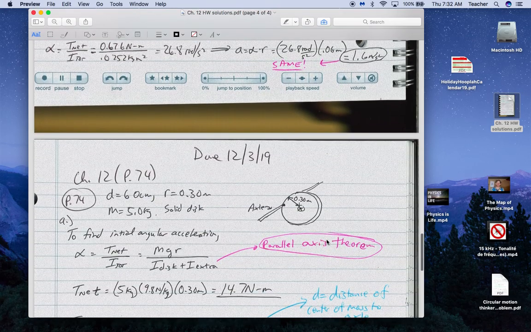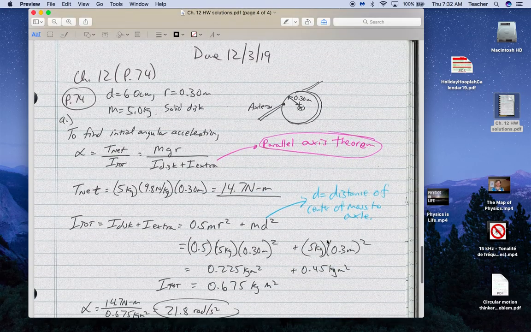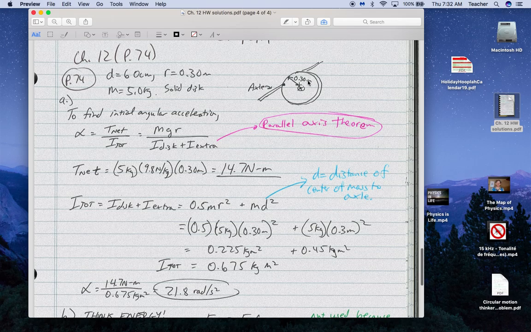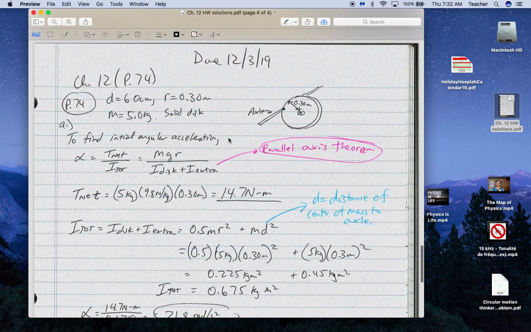Okay. So for problem number 74, which is the last one, we've got an axle and it's on the very edge of a solid disk. So this is going to be a parallel axis theorem problem. In this particular case, we've got the diameter, it said it was 60 centimeters. That's annoying. So the radius is 0.3 meters. Mass of this thing is 5 kilograms.